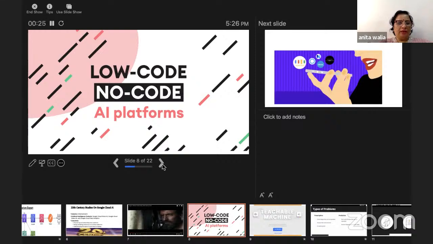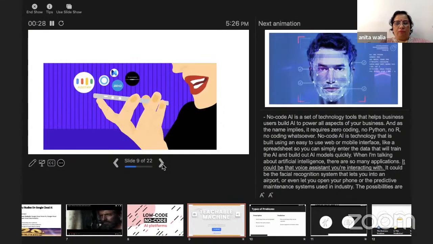See, you all know that for AI, you require knowledge of Python, R, whatever, right? But no-code AI is a kind of technology tool which helps to build AI solutions without coding. That means zero coding, no coding. No-code AI is also a technology which helps you in creating a very good web and mobile interface. And you can even use a spreadsheet, a simple data pull from a spreadsheet. You can train the AI and build the AI model very easily without any coding.